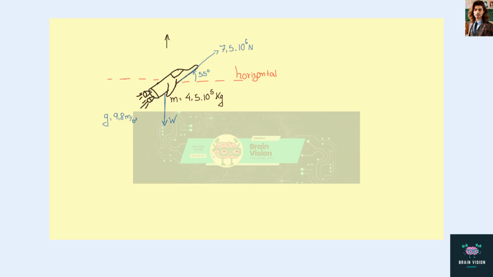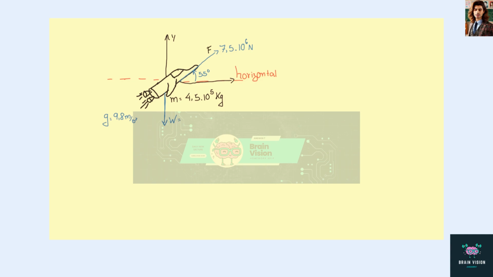We begin by drawing our two reference axes, the y-axis and the x-axis, which coincides with the horizontal axis. Then, we proceed to decompose both forces, the weight and the thrust force, on the x and y components. How can we do that? Let me call this F, and for the weight we have W.